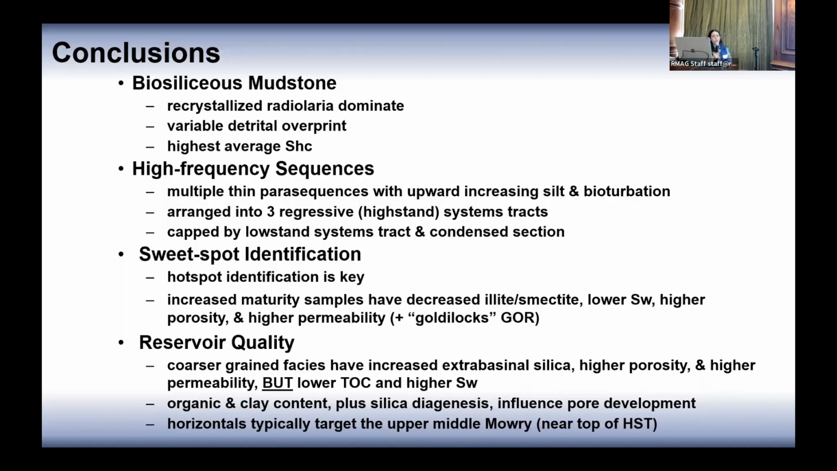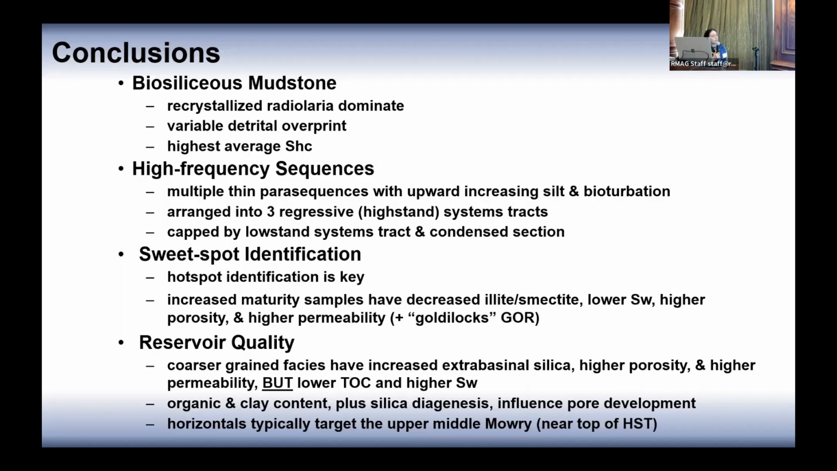And so it's those coarser grained facies that we find up at the top that have the most extrabasinal silica, higher porosities, yes, higher permeabilities, yes, but that comes along with lower TOCs and high water saturations. So a zone that probably is best to stay away from, where organic and clay content and silica diagenesis are influencing the pore development, and that increased thermal maturity is really helping to create those pore networks within the organic material.